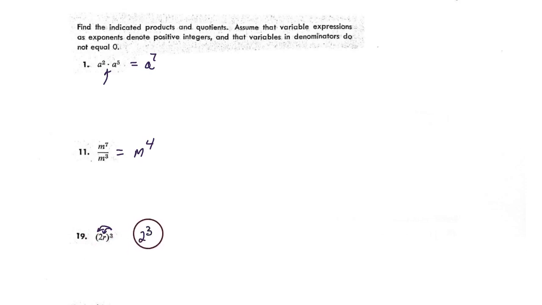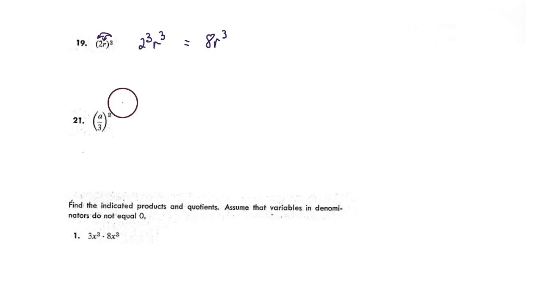So you have 2 to the third power, r to the third power. That's better known as 8r to the third power. Next one, when you have a fraction to a power, you take the numerator to the power and the denominator to the power. This is a squared over 9.